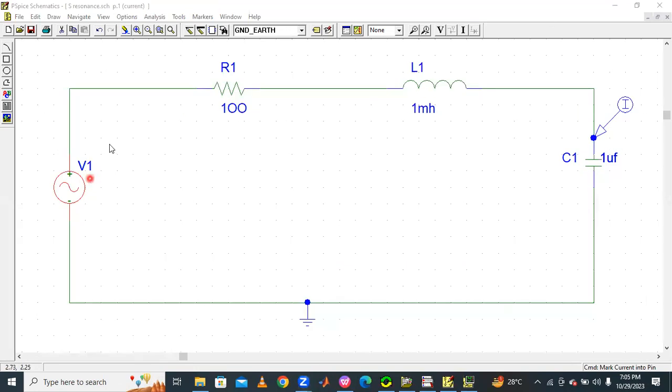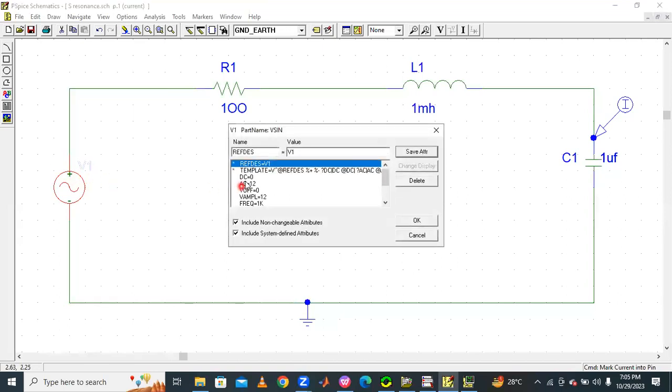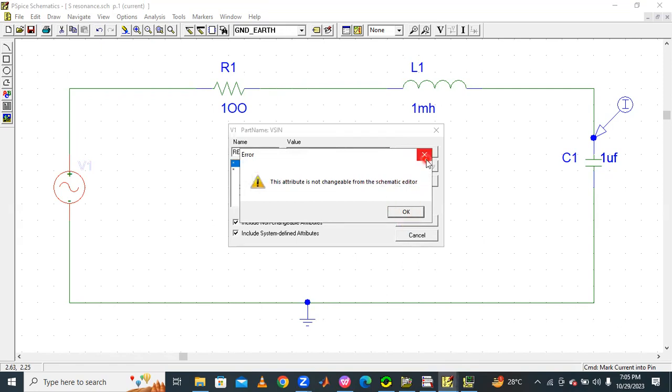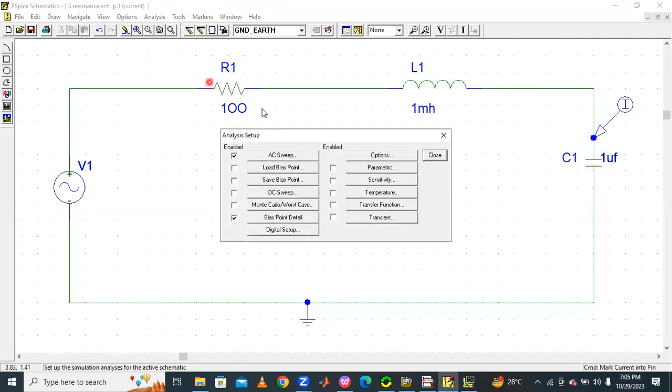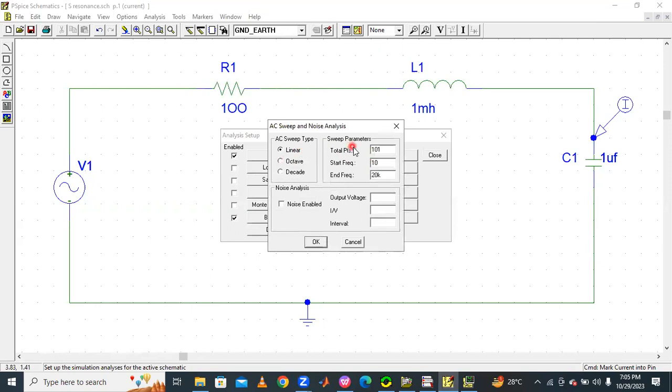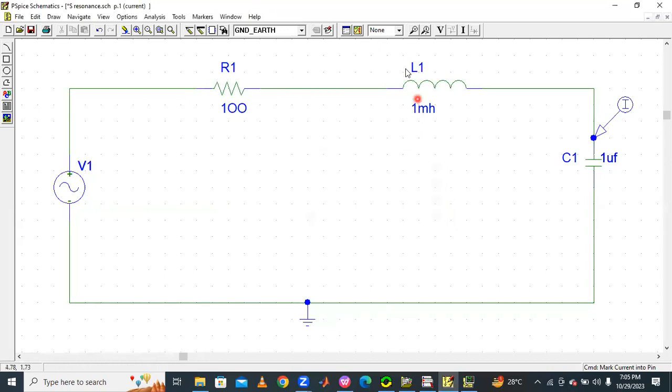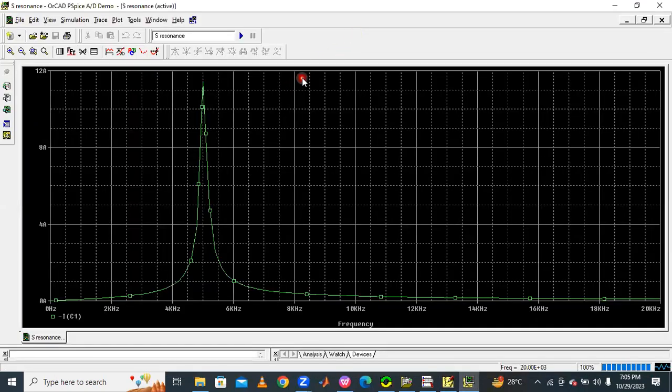So in this circuit, V sine, this V sine, AC 0, DC 0, AC 12, V amplitude is 12, frequency 1 kHz. And resistance is 100 ohms. Inductance 1 millihenry. Capacitance 1 microfarad. So after that, go to analysis, setup, AC sweep, and linear, starting frequency 10 Hz, ending frequency 20 kHz. Then close and simulate. So then you will get like this.